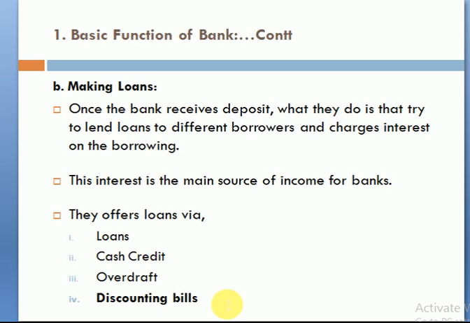I make credit purchases from you people and I issue a bill, and in that bill I promise that I will return your money after 3 months. You accept it. Now the maturity of this bill will come after 3 months.